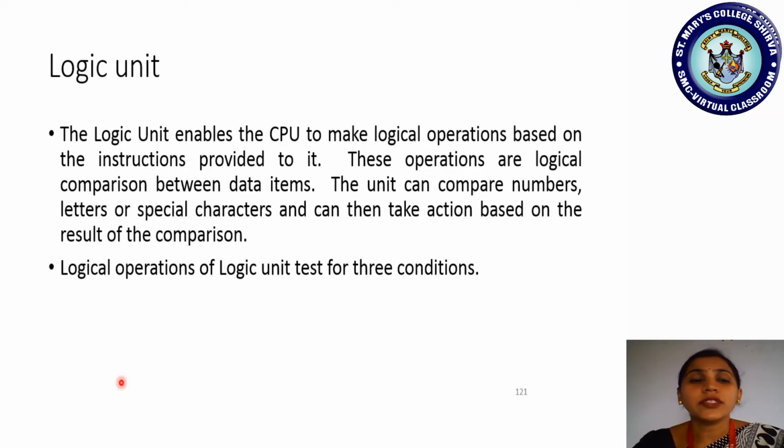So these operations are logical comparisons between data items. Here the logic unit means you are simply comparing some existing data. That's all. The unit can compare numbers, letters, or special characters and can then take action based on the result of the comparison. According to whether the user wants all the conditions to be true or only a few conditions to be true, the respective actions will be taken.